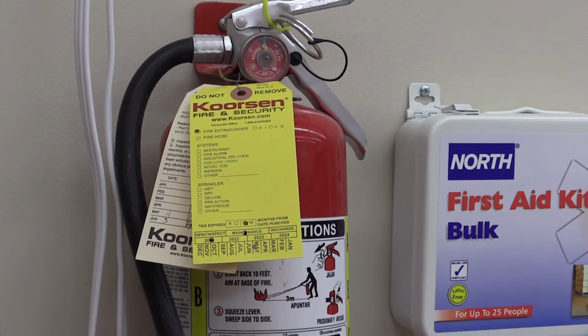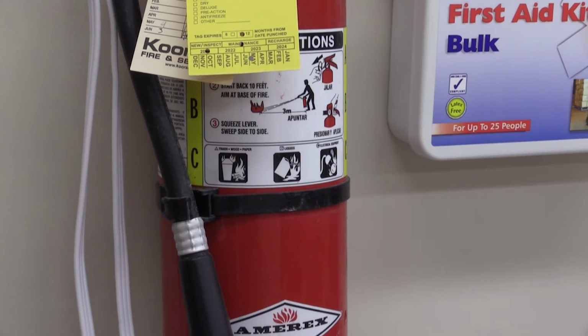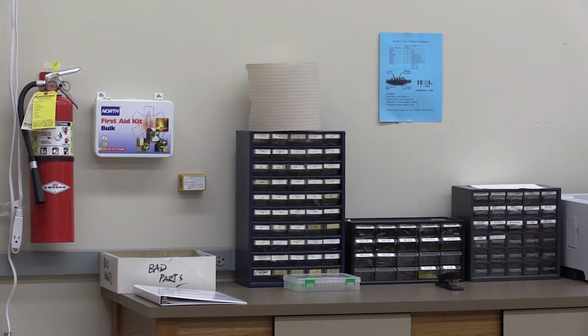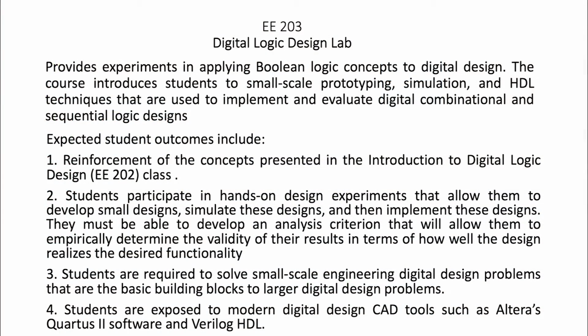The Office of Environmental Health and Safety and the ECE lab manager check and certify the safety equipment on a regular schedule. So you may ask, what are the expected outcomes for EE 203 students? Well, upon successful completion of the lab, it is expected that students will be able to reinforce the concepts presented in EE 202, the Introduction to Digital Logic Design course, through hands-on experimentation.